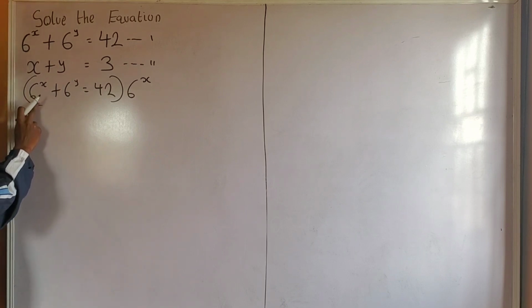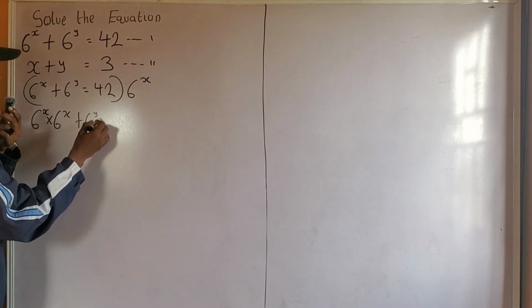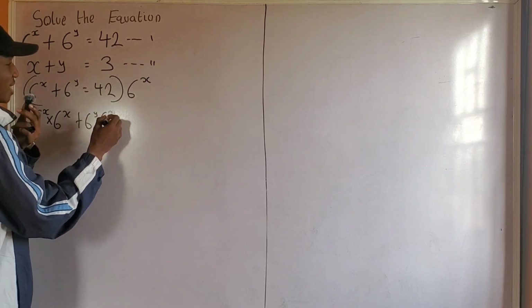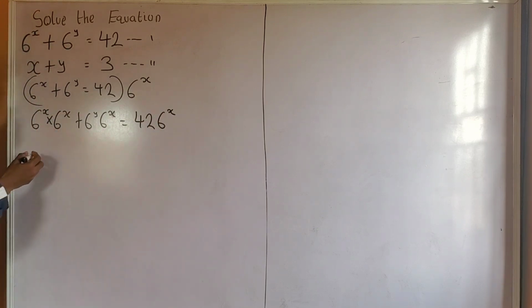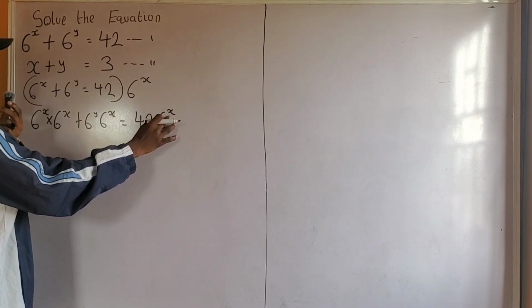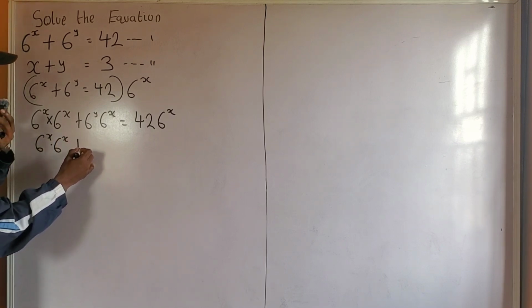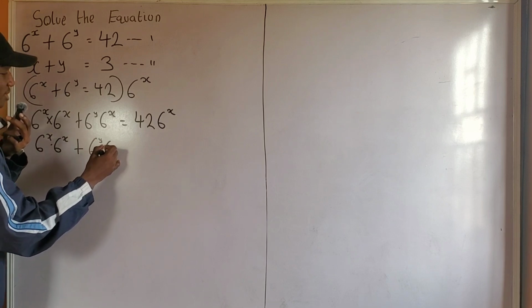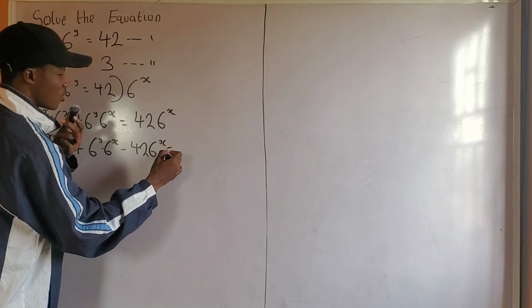6^x times 6^x. I'm going to have 6^x multiplied by 6^x plus 6^y times 6^x equals 42 multiplied by 6^x. The next step is that this 42 multiplied by 6^x, take it to the left hand side of the equation. I'm going to have 6^x times 6^x plus 6^y multiplied by 6^x minus 42 multiplied by 6^x equals 0.